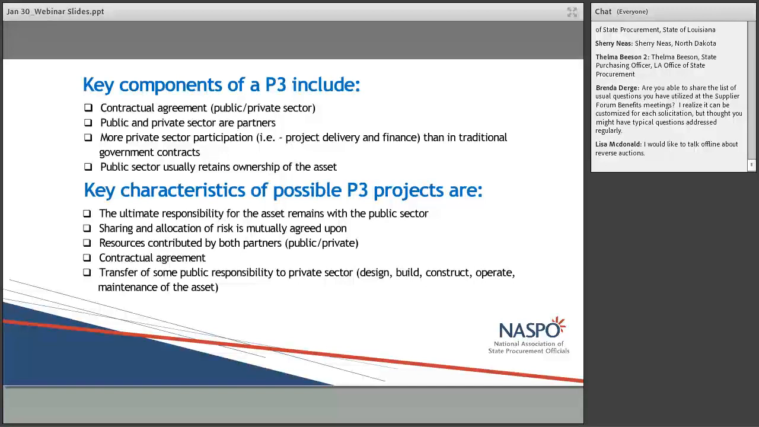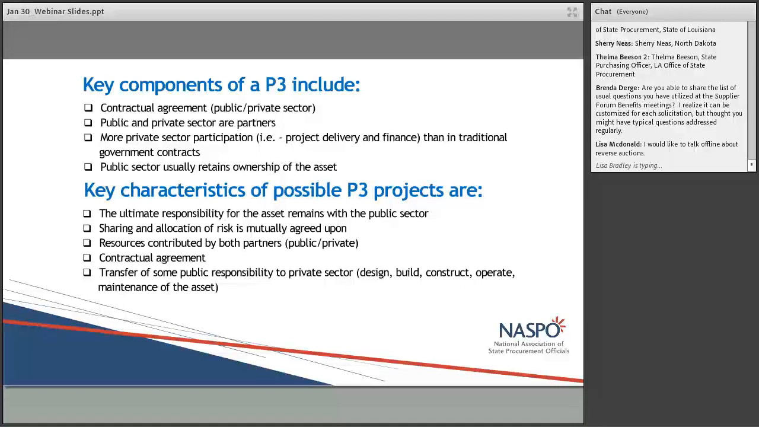There will be resources contributed by both parties. Again, it's a partnership. So this is a long-term relationship. It's not privatization, so there are some expectations of the private side and of the public entity in making sure these projects go well. It's a contractual agreement, and there is a transfer of some public responsibility to the private sector.